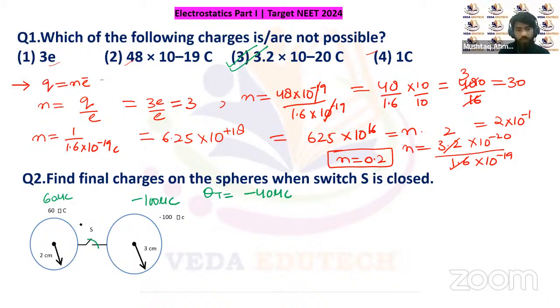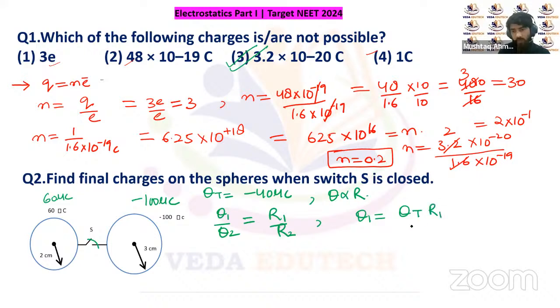The redistribution of the charge will take place according to the radius of these spheres. So the charge will be directly proportional to the radius of the sphere, or we can say Q1 upon Q2 will be equal to R1 upon R2, right? Once the distribution takes place, Q1 upon Q2 will be equal to R1 upon R2, or we can say Q1 will be the total charge multiplied by R1 upon R1 plus R2.